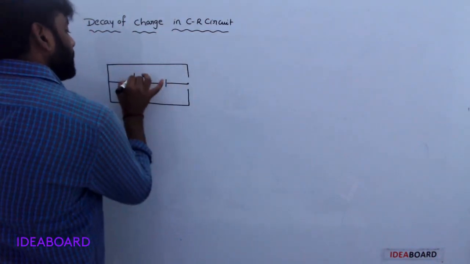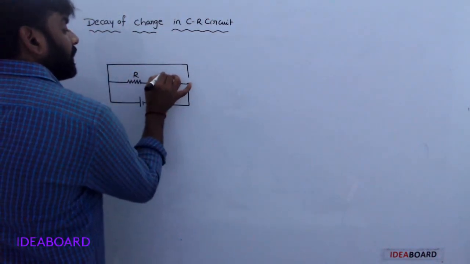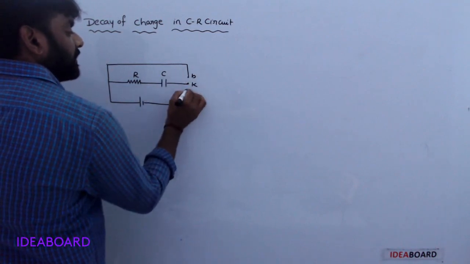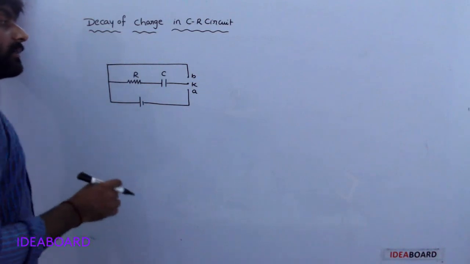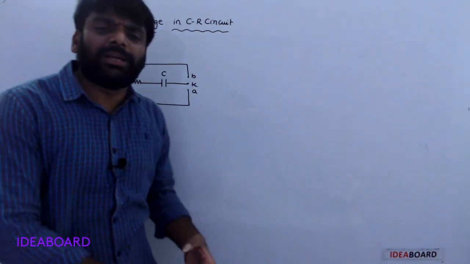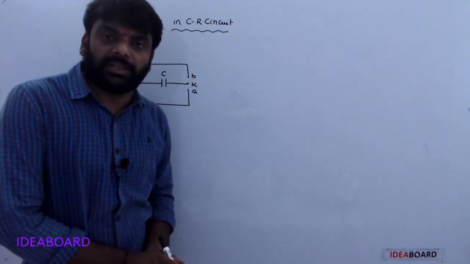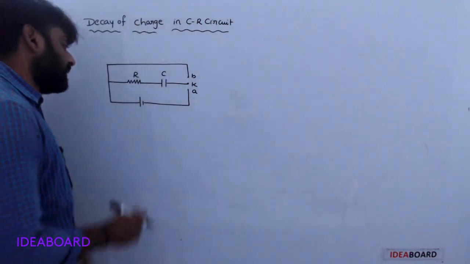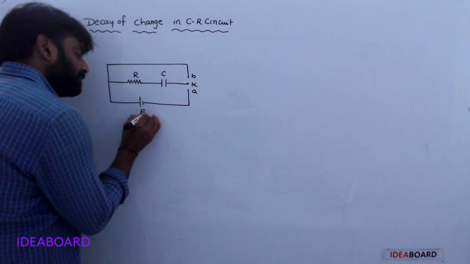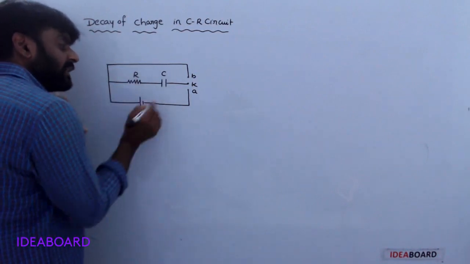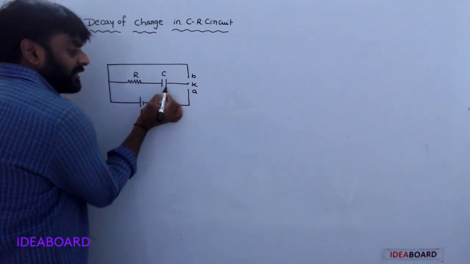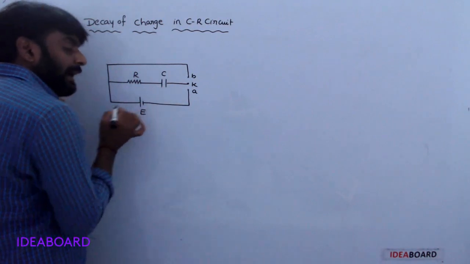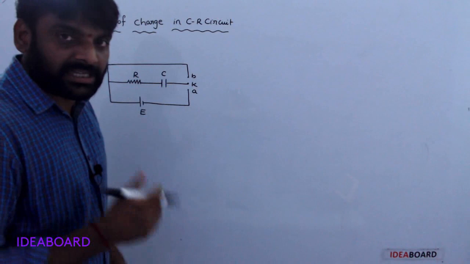Now this one is a resistor, its capacitance is C, this one is K, this is B, and this one is A. In the first case, it is fully charged, in steady state. Fully charged means the potential difference between the capacitor plates is equal to the potential of the battery. That is the fully charged case.